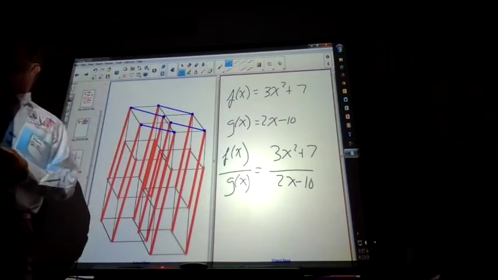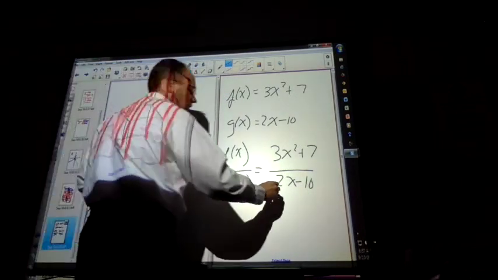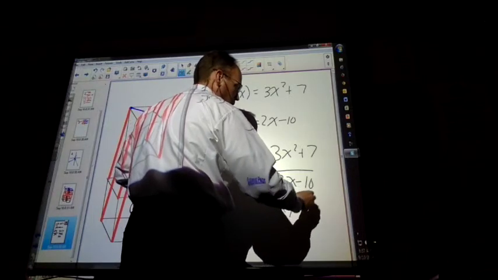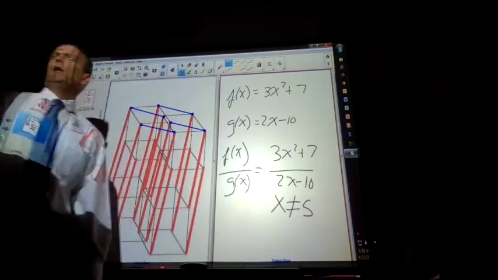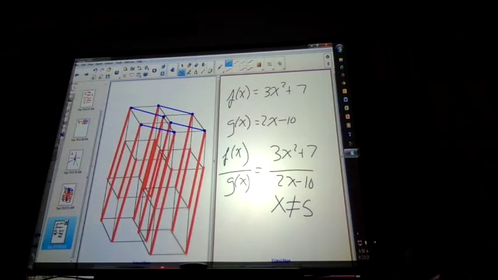3x squared plus 7 over 2x minus 10. That's basically as far as you need to get to this point, other than saying that x is not equal to 5. Why do I say that? That would make the denominator 0. But if I were to divide those two fractions together, you'd have to tell me what the restriction of the domain would be because of the denominator.